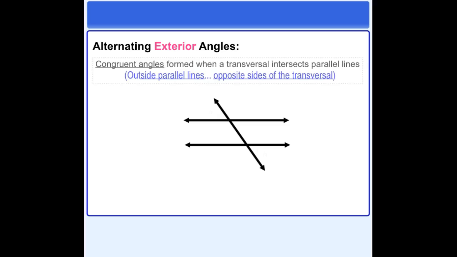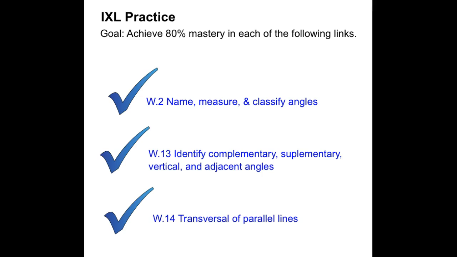We have our alternating exterior. It's the opposite. Instead of being on the inside, it's going to be on the outside of the parallel lines, and it's alternating as well. One is on the left, one is on the right. A unique relationship that exists between alternating interior and alternating exterior is the angle measures are equal. So that's unique to this relationship as well.